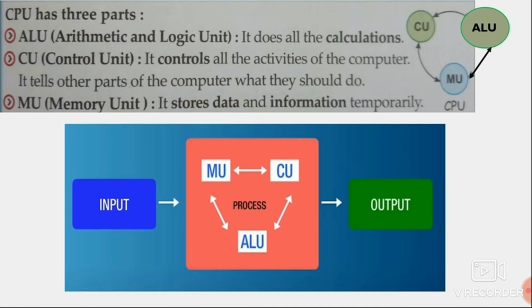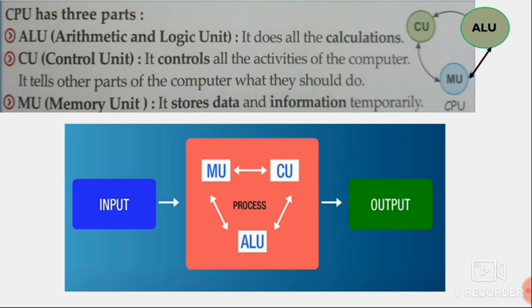The CPU has 3 parts. ALU, arithmetic and logical unit. It does all the arithmetic and logical calculations, like mathematical calculations, addition, subtraction, multiplication, division and comparison. All these calculations are performed by the ALU. CU, control unit. It controls all the activities of the computer. It tells other parts of the computer what they should do.